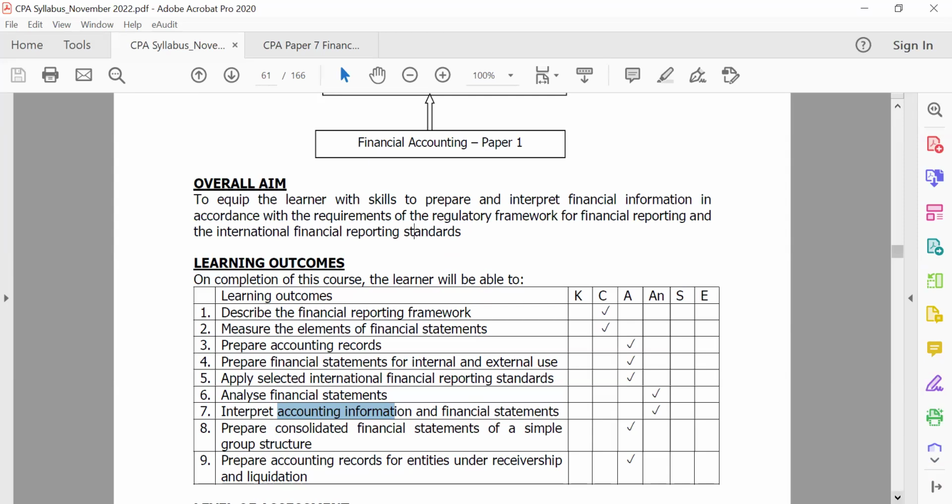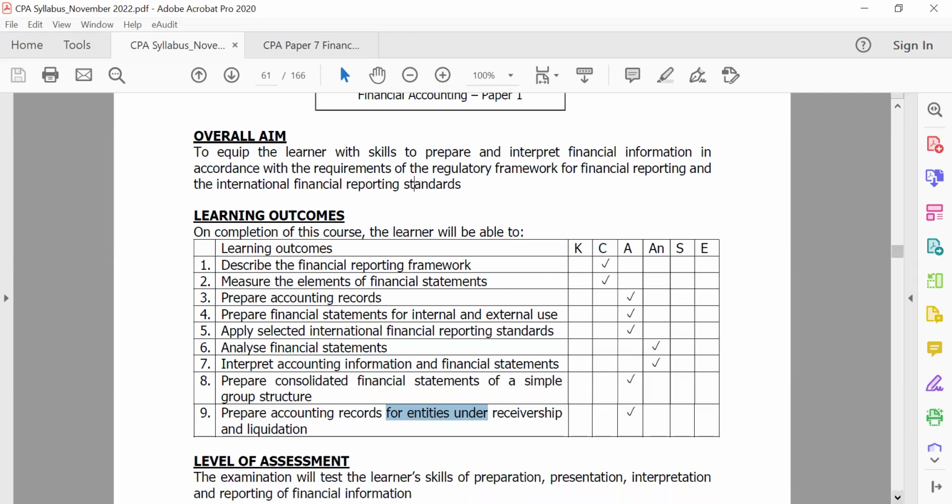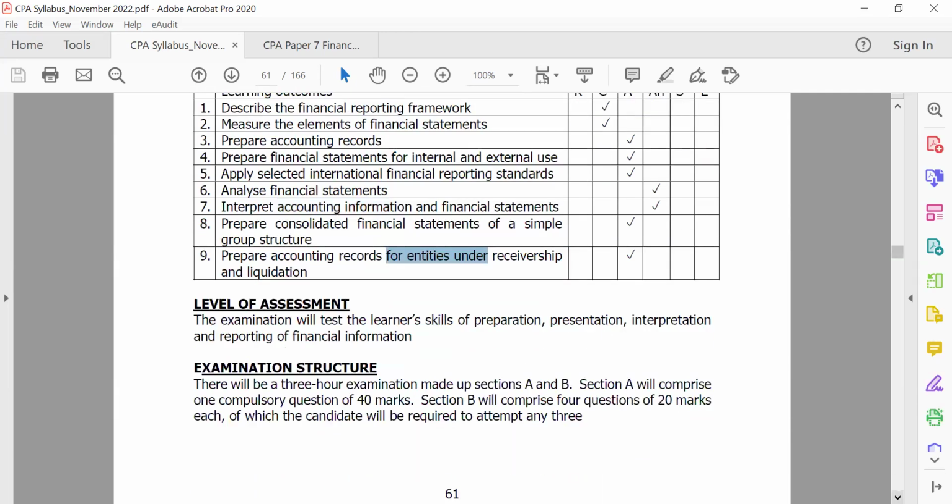And then we shall be able to also prepare accounting records for entities under receivership, those that are, of course, insolvent, that are winding up, and liquidation. So that is what you expected in terms of learning outcomes. And then assessment, of course, this paper is just like most of the papers, a 3 hours paper. And it has section A, which has 1 compulsory question, and section B, which comprises 4 questions.